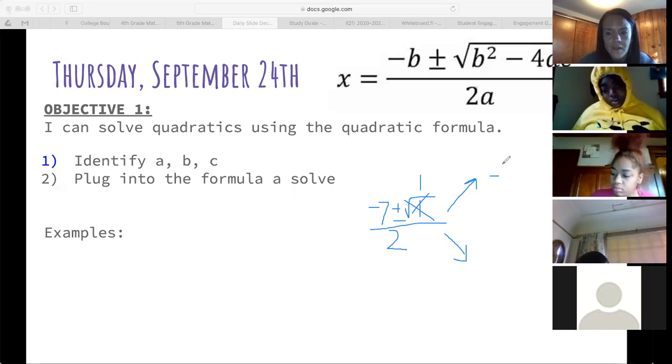So the first one would be -7 plus 1/2. And the second one would be -7 minus 1/2 because of that plus and minus. Okay.